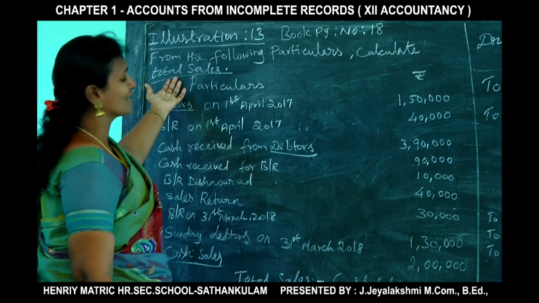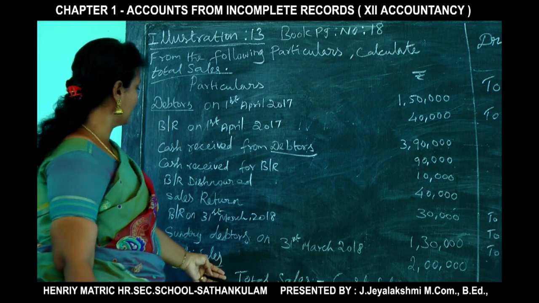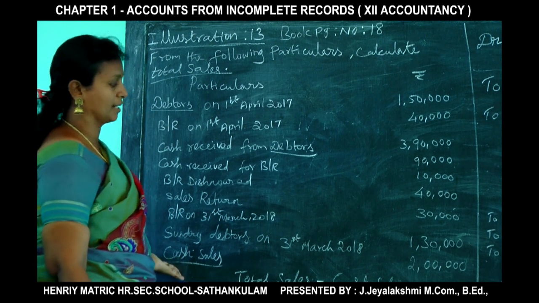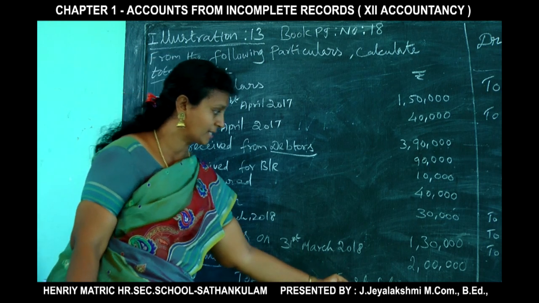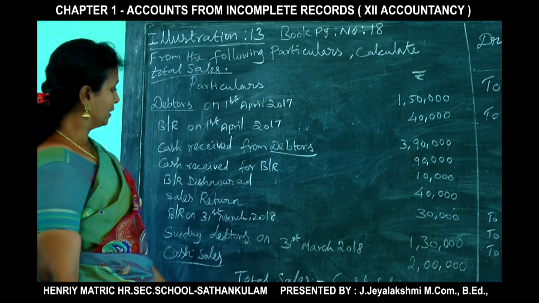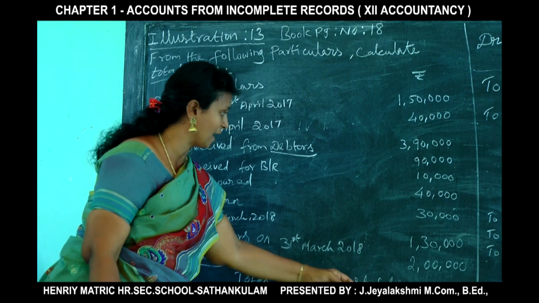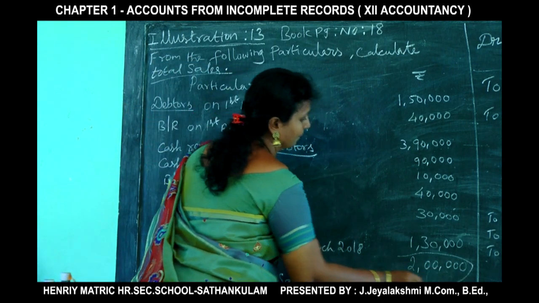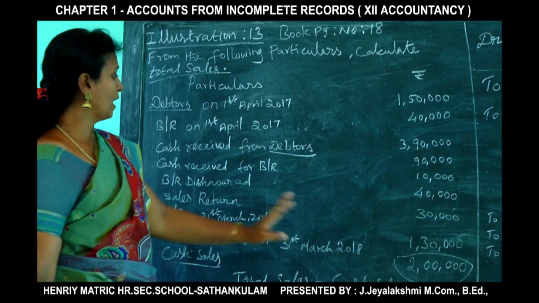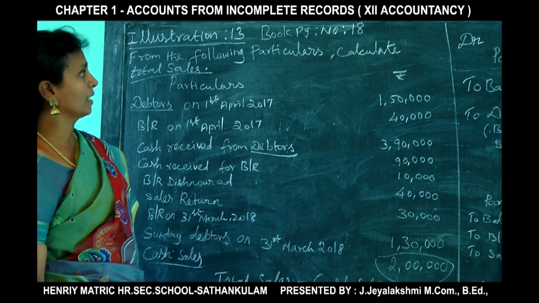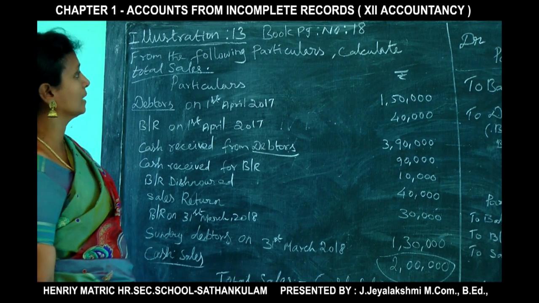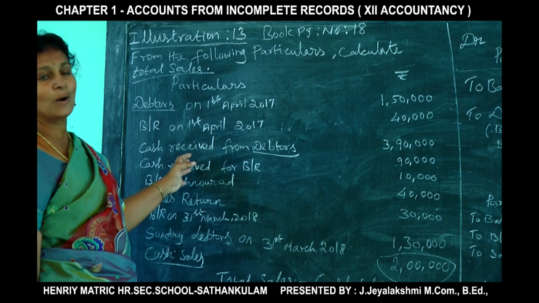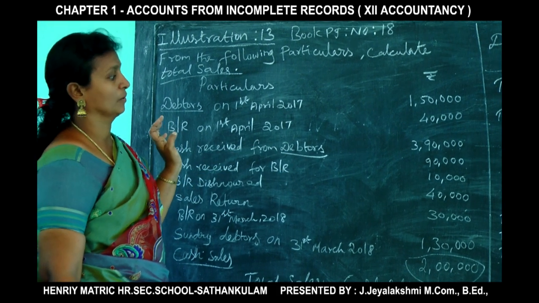From the above points, some instructions are given. First, they are asked to calculate total sales. Only cash sales are given. So, total sales equals cash sales plus credit sales. Here cash sales we have, 2 lakh. So we have to find credit sales now. In order to calculate credit sales, we prepare the bills receivable account, then the total debtors account.